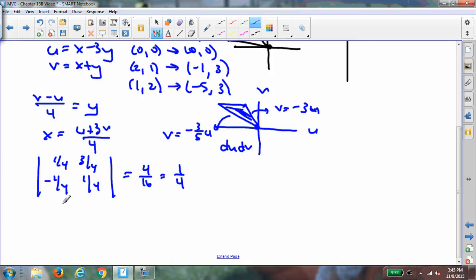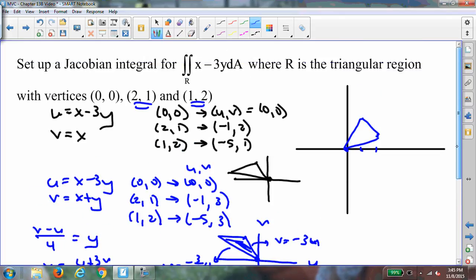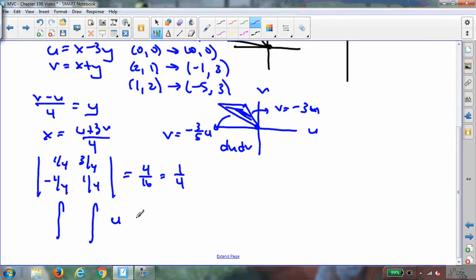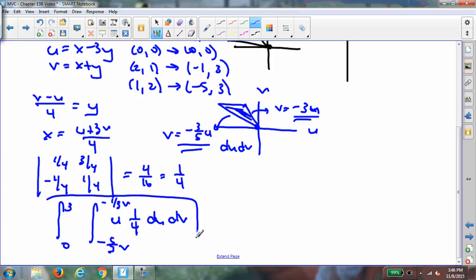And now, if I set this up, I have x minus 3y, which I said was u. We're going to do this du dv, so first I need my Jacobian, then du. My lower bound for u is this line, so that would be u equals negative 5/3 v. My upper bound for u is this line, so that would be u equals negative 1/3 v. And then dv goes from 0 to 3. And that would be my rewritten equation. That's a negative 5/3. Right.